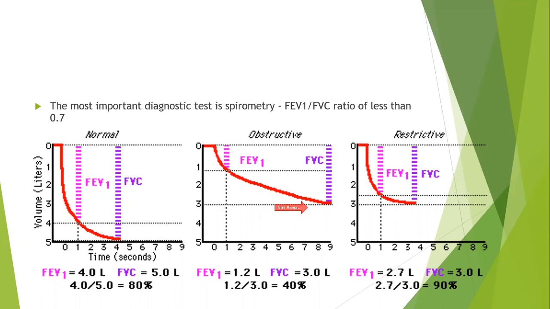Okay, FEV1 decreases disproportionately to your FVC. So your FEV1 decreases so much more than your FVC decreases, so the ratio becomes less than 0.7.